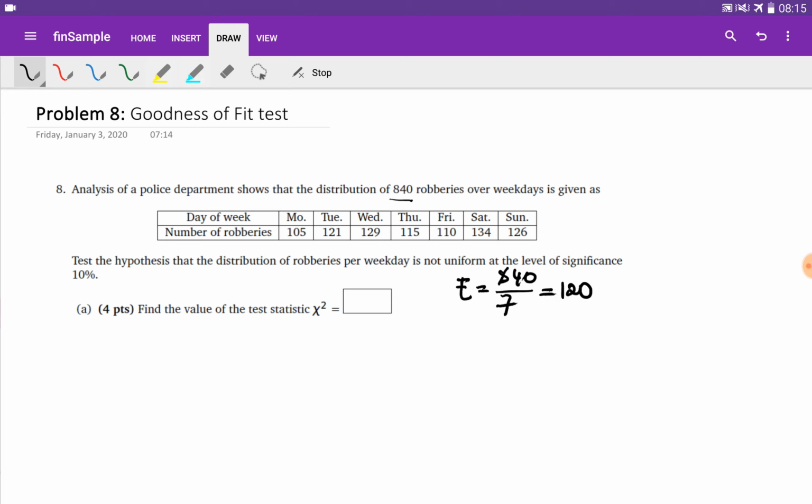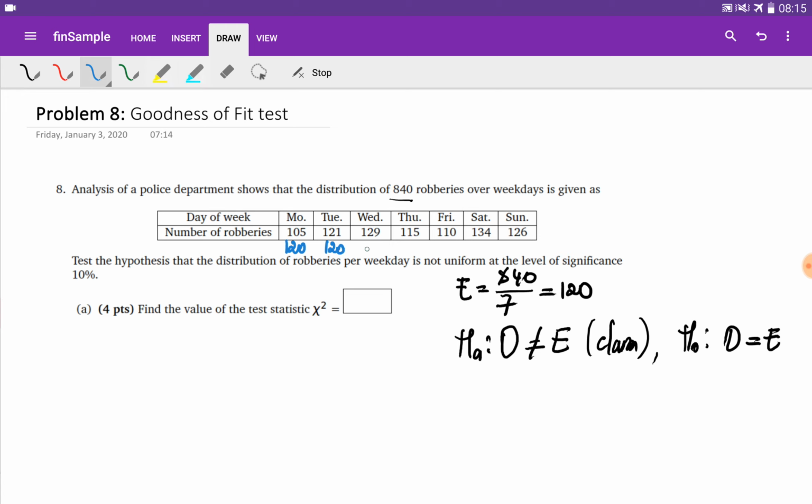So the claim tells you that the observed frequency is not equal to the expected frequency, and this is going to be the alternative hypothesis, and this is our claim. And the null hypothesis, which is going to be the opposite of this, says the observed one is equal to the expected one. So the expected one is going to be 120 for all the days, the uniform distribution of the number of robberies for all the days.